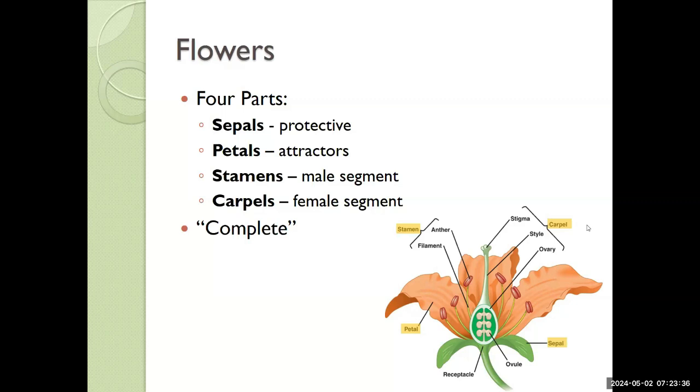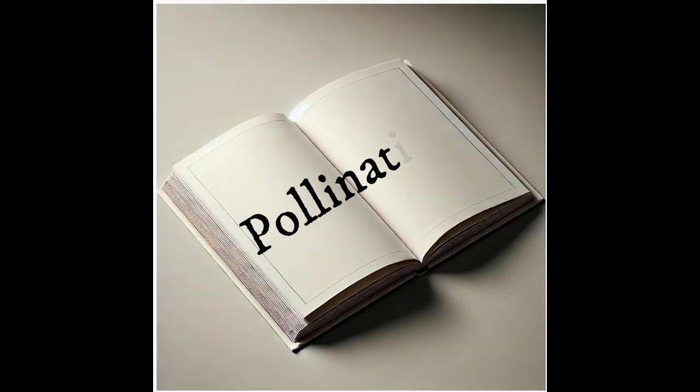And then there's the stamen versus the carpel, the male versus the female bits. If a flower has all 4 parts, they are considered complete. If a flower has both the male and female parts, they are considered perfect, just like our funguses.